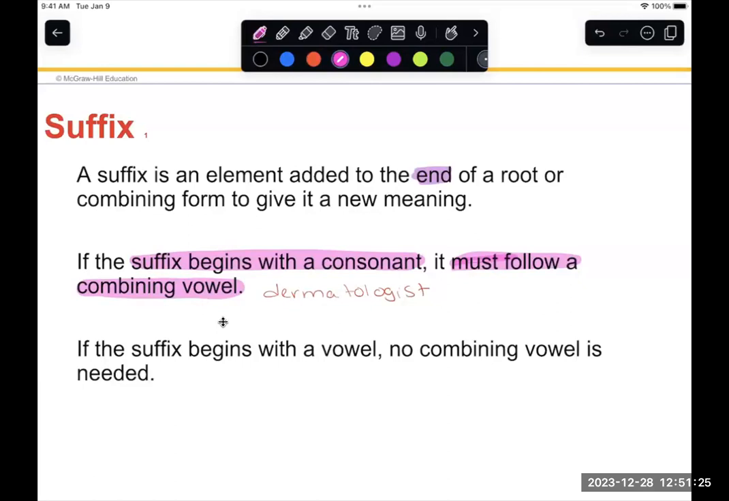We look at dermat, my combining vowel is that O, ologist is my suffix. To make the word complete, a combining vowel of O is needed between the root and the suffix, which begins with a consonant.